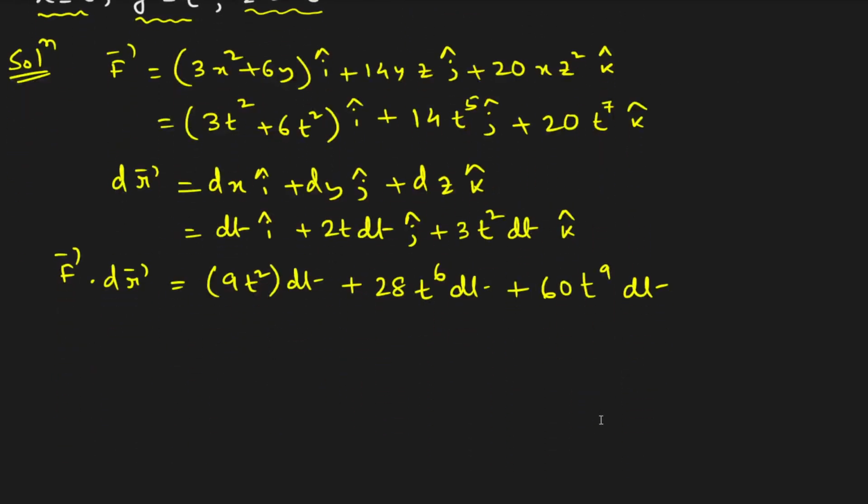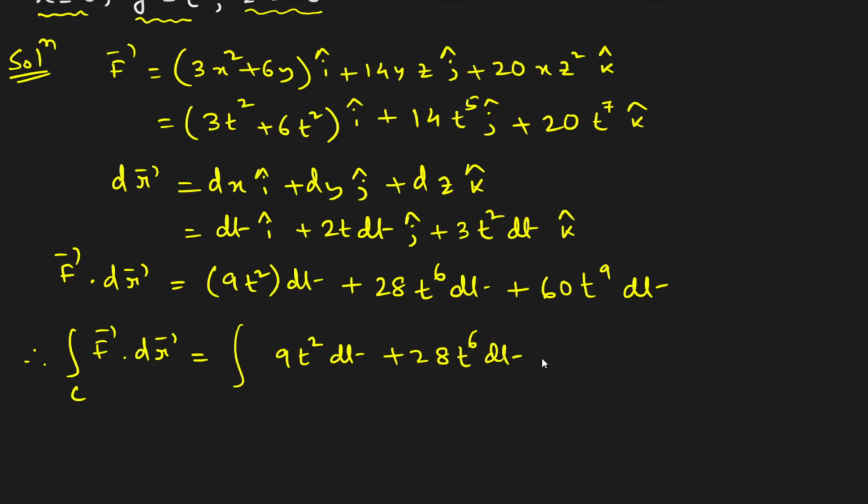Now therefore, integration over C of f bar dot dr bar. So what is f bar dot dr bar? It is this one: 9t² dt plus 28t⁶ dt and then 60t⁹ dt. So all the terms are in terms of t, but the limit is given in terms of x. Now let us find. The first point is 0, 0, 0. So here this is x, this is y, and this is z.